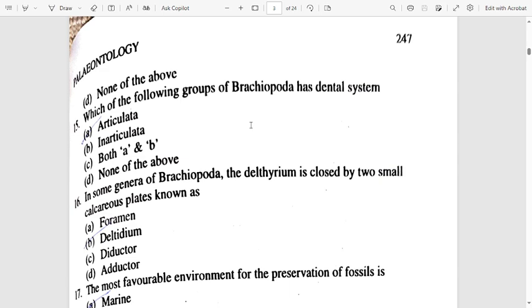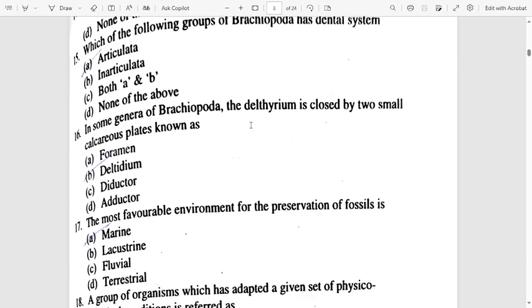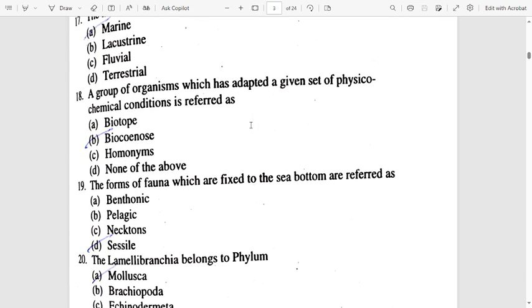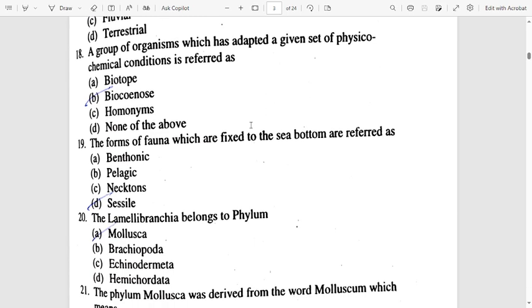In some genera of brachiopoda, the delthyrium is closed by two small calcareous plates known as deltidium. The most favorable environment for the preservation of fossils is marine. A group of organisms which has adapted to a given set of physico-chemical conditions is referred to as biocoenosis. The forms of fauna which are fixed to the sea bottom are referred to as sessile.